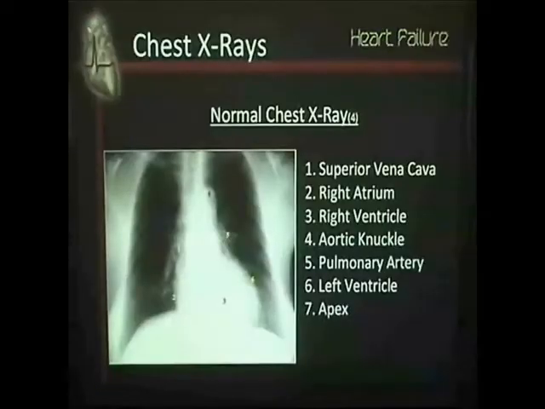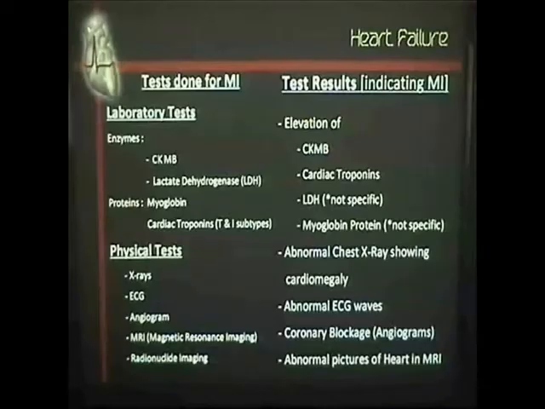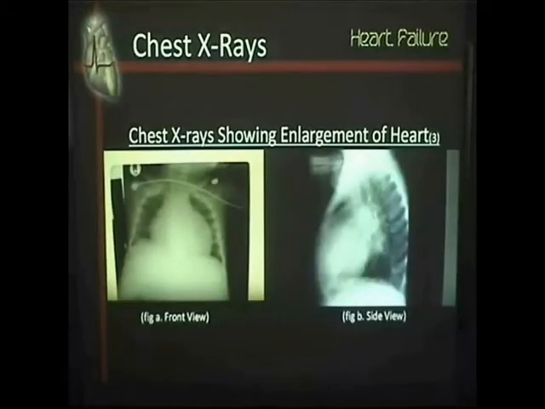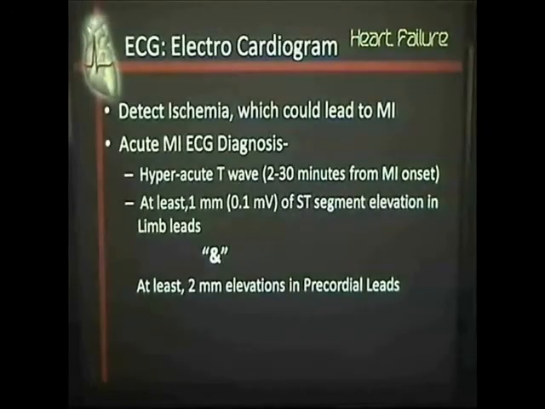Okay, now let's see the first test. This is a picture of a normal chest X-ray. You can see here all the parts of heart. For example, this is right atrium, right ventricle, left ventricle, and the apex of the heart. Now let's compare with abnormal chest X-rays. These 2 X-rays show there's an enlargement of the heart. This is the front view, this is the side view. This broad area here is because of enlargement of heart, and enlargement of thoracic cavity is also due to the enlargement of heart.